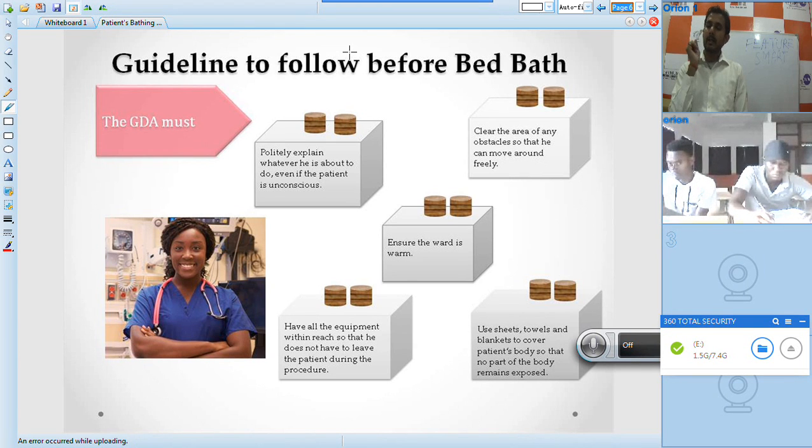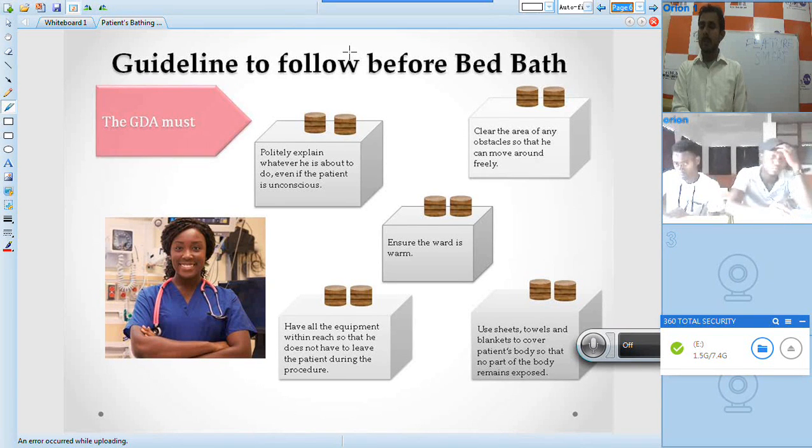And the required equipment must be within your reach so that you do not have to leave the patient during the procedure. If you leave the patient for any reason, the patient may suffer from a cold or another problem. So you need to ensure all the equipment or things required during the bath are within your reach.